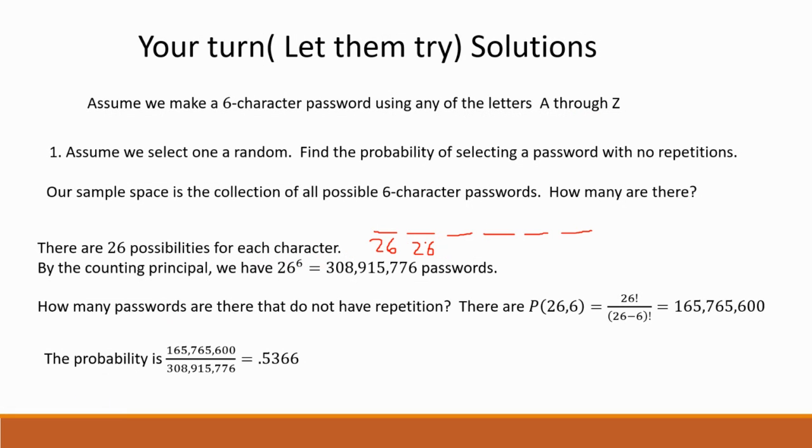Now, how many of these have no repetition? In other words, how many of these are permutations? That's where this comes into play. So our n is our 26. R, we're arranging 6 of those characters. So R is 6. So P of 26, 6, we get this by the formula, which is n factorial over n minus r factorial. And that turns out to be this. And so the probability then, this is the sample space, all passwords. These are the ones we're interested in. So we divide and we get this.